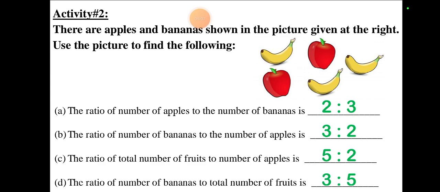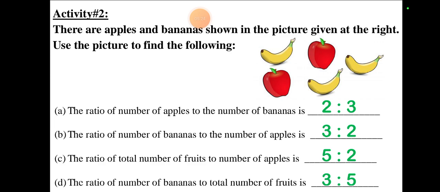Order matters a lot. We cannot write it as 3 ratio 2. It would be completely changed. 2 ratio 3 means 2 is to 3, or 2 to 3. This is in simplified form. We cannot further divide it, so it's in simplified form also. So this is my ratio of apples to the bananas.